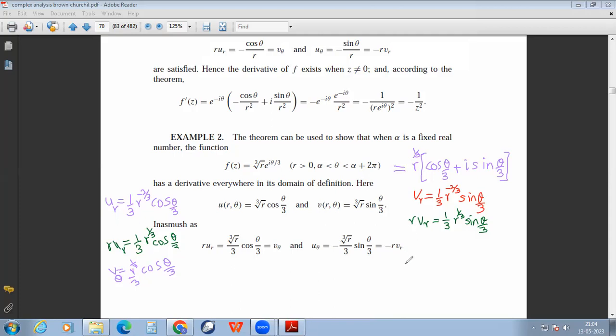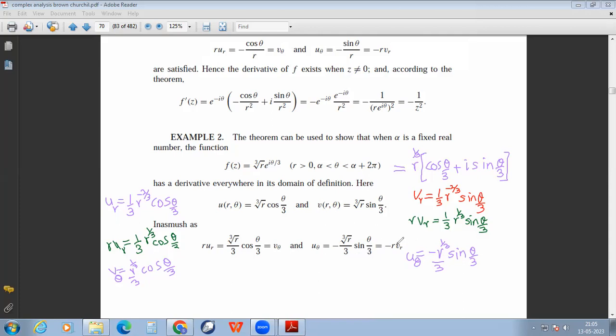Followed? Yes, ma'am. And go for u_theta now. If you go for u_theta, this being cos, the sign will be minus. r raised to 1/3 is there, no doubt, into sine of theta by 3. And talking of theta by 3, there will be 1/3 out. So what you find is this r v_r is negative of u_theta. Is it fine? So the Cauchy-Riemann equations get satisfied here.